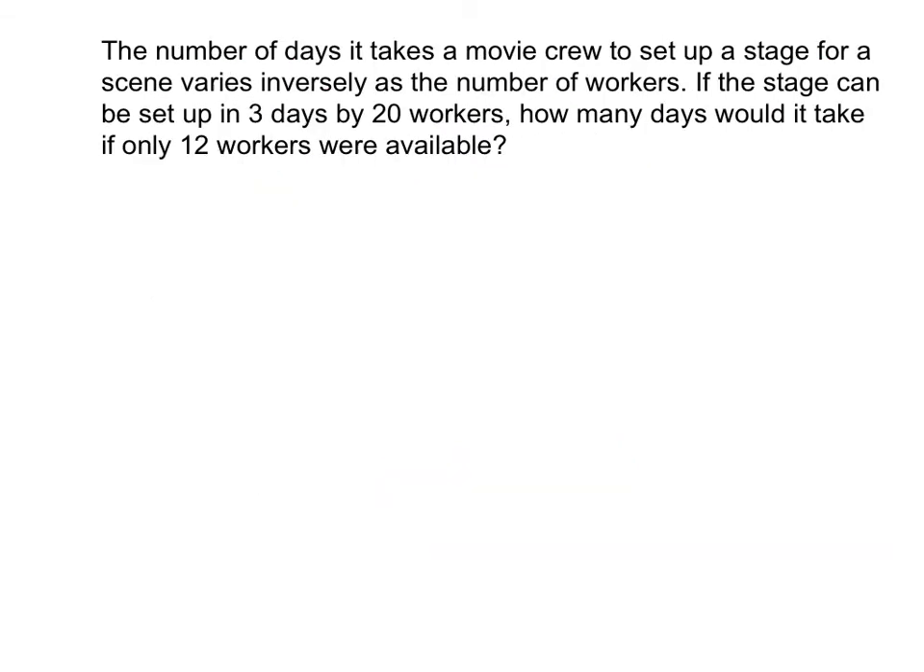The number of days it takes a movie crew to set up for a stage scene varies inversely as the number of workers. So the number of days varies inversely as the number of workers. This tells us our y and our x. Let's think about this for a minute. The number of days varies inversely as the number of workers. More workers, fewer days. Fewer workers, it's going to take you longer. So our generic equation is y equals k over x. If we want to use the specific values that were given to us, we would say days, d, equals k over the number of workers, w.